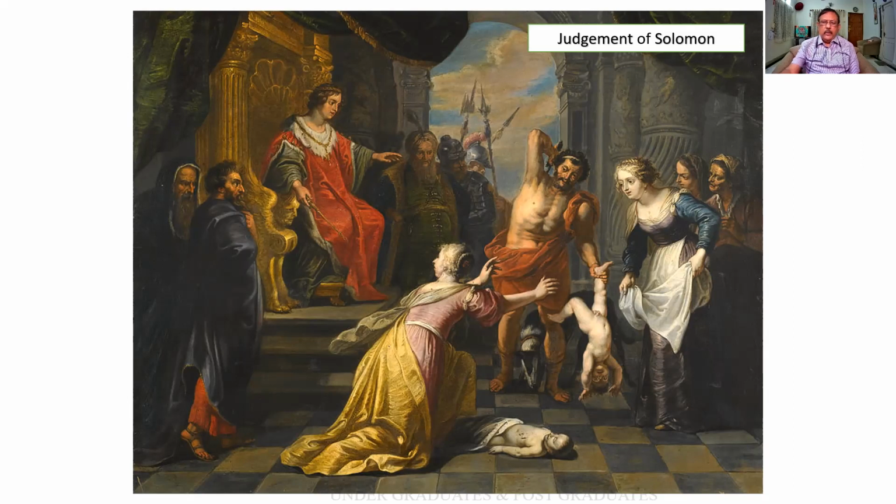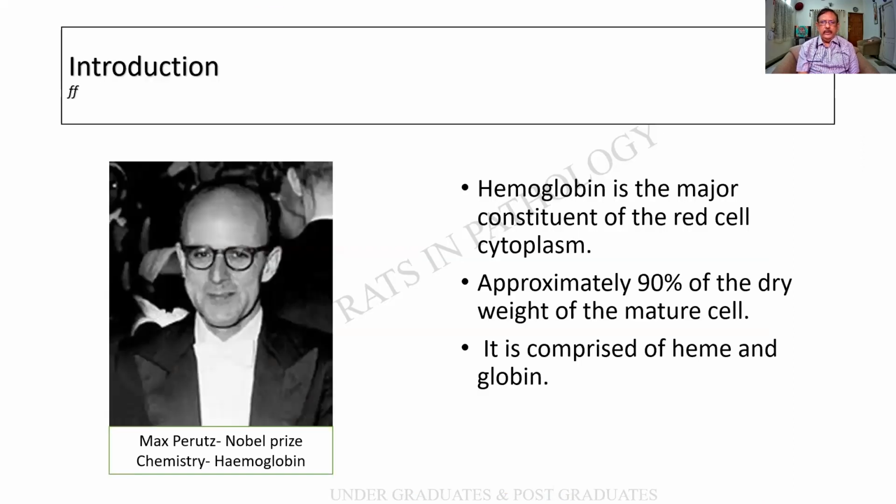That apart, we shall go to our topic. The introduction, there are certain symbols over here. FF means fast forward. We shall just be mentioning it for the sake of completion. Hemoglobin is a major constituent of the RBC, and approximately it forms 90% of the weight of the mature cell. And it is composed of heme and globin.